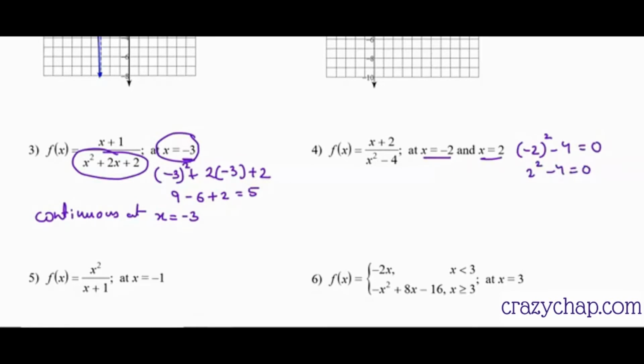So yes, for both these points, the function is not continuous, it is discontinuous. But now we have to check what kind of discontinuity is there. To decide the nature of the discontinuity, we need to simplify the rational function. Let's see. The numerator is x plus 2 and the denominator is x square minus 4.